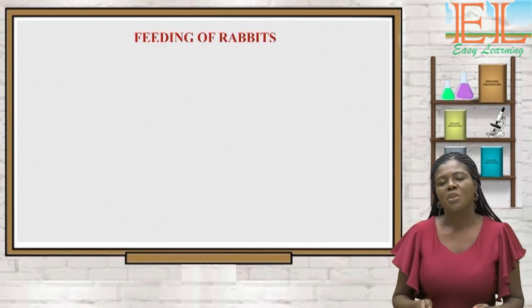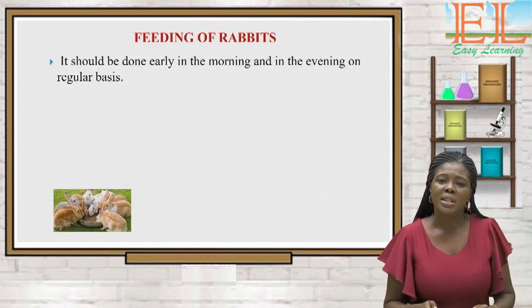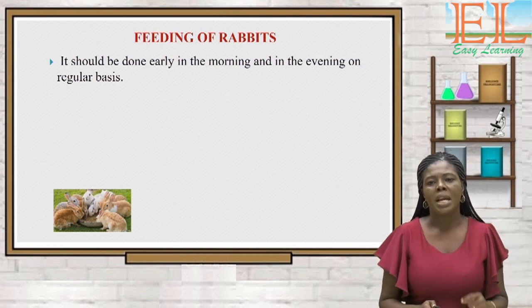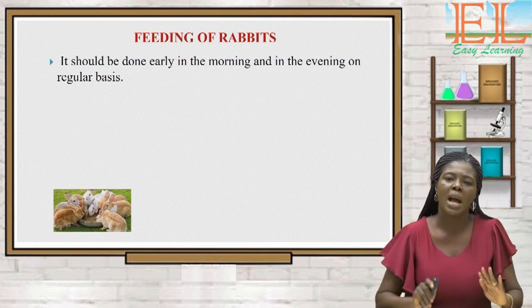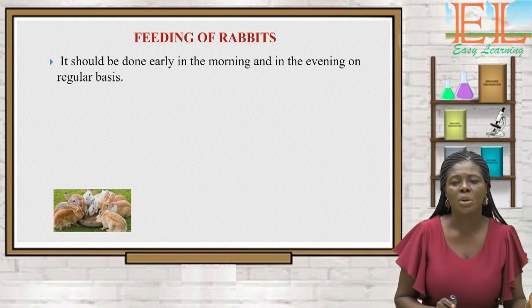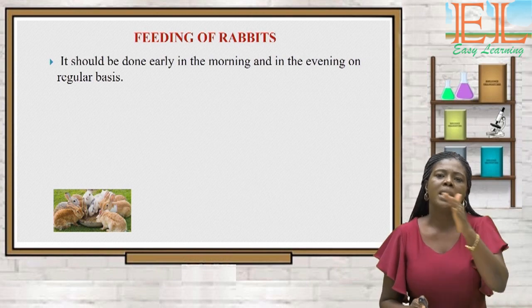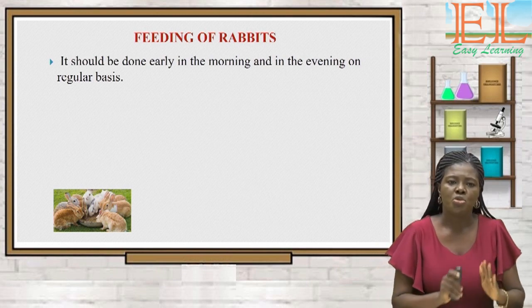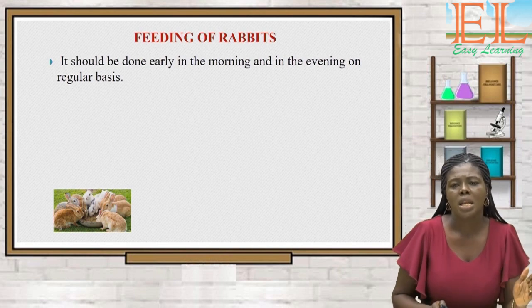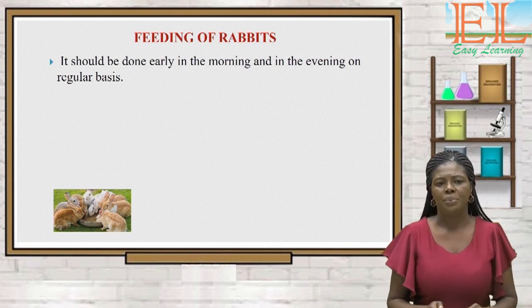How do we feed rabbits? Interestingly, rabbit feeding should be done early in the morning and in the evening on a regular basis. You don't have to feed them today at 7 o'clock, tomorrow at 10, the next day in the afternoon. No. There should be some form of consistency in it. So early in the morning and in the evening.